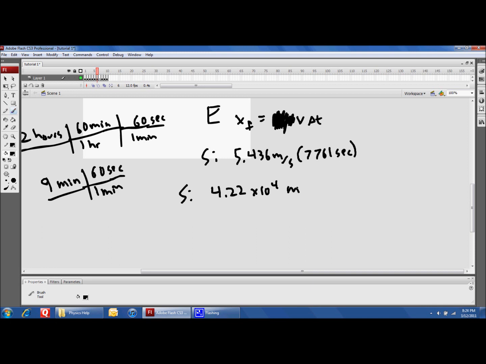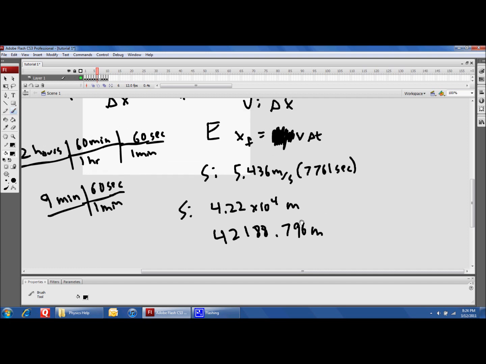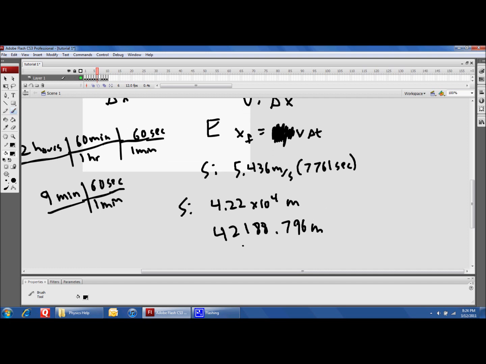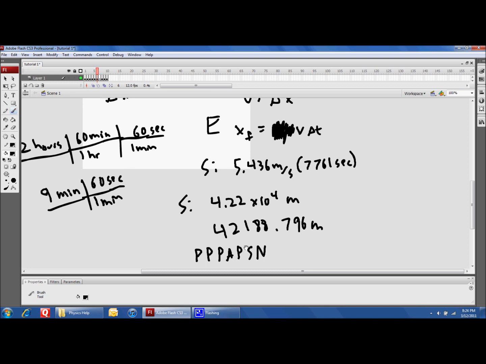If you were to actually multiply it out, however, what you would get is something a lot uglier. You would get 42,188.796. So what they did is they put it into, as my physics teacher liked to call it, proper Plano pre-AP scientific notation. That's a mouthful.